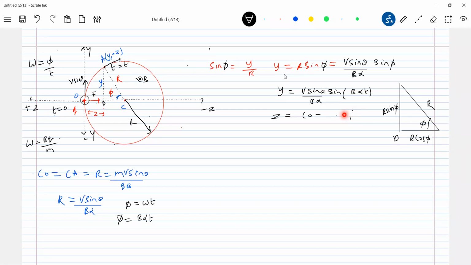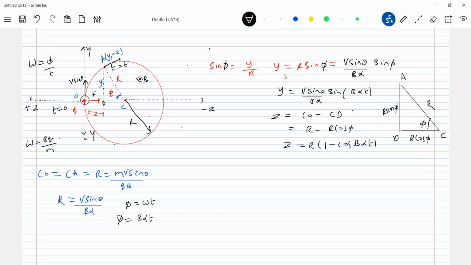CO minus CD. CO is what? Equal to R. CD is what? R cos phi. So R into 1 minus cos phi is what? Z equals R(1 minus cos B alpha t). I got the z coordinate. So finish all. See, everywhere the same story. Like yesterday, what I did, the same thing I'm repeating here. Little bit the orientation of the diagram changed, the B bar, all that.